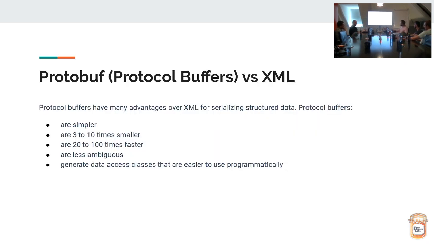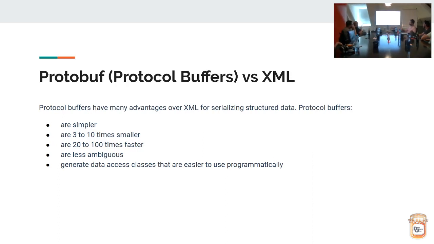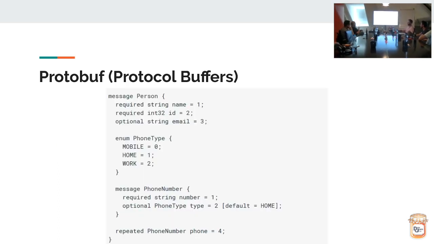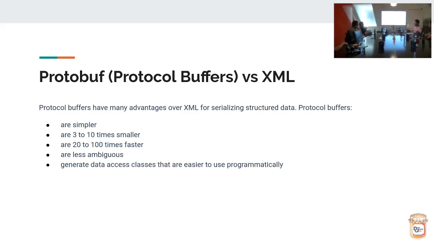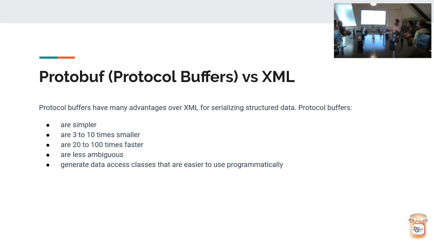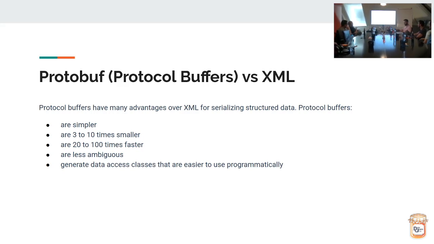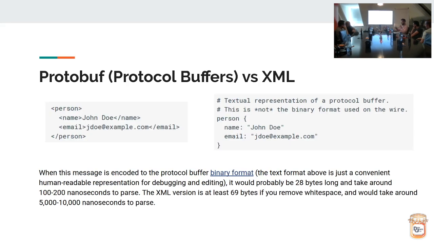So, basic comparison. Of course, that proto message I think is much simpler than XML messages, and they are 3 to 10 times smaller, 20 to 100 times faster, less ambiguous, and generate data access classes that are easier to use programmatically, such as the builder pattern.